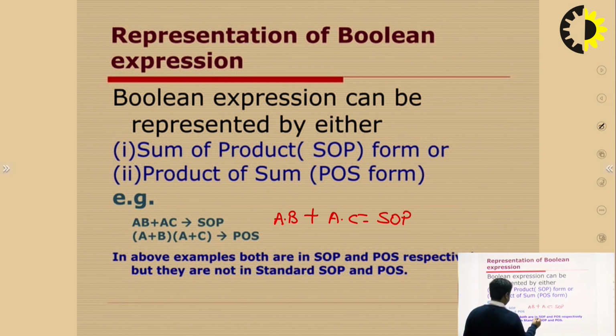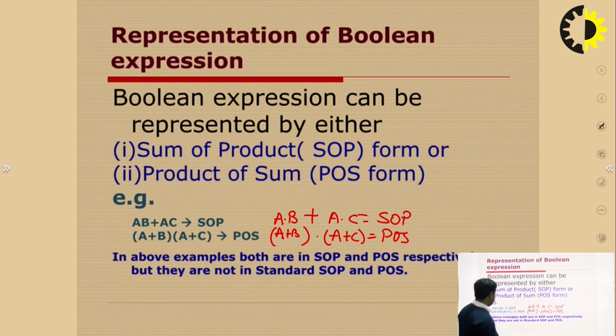This is the SOP, and now the POS, product of sum, meaning we have to take the product of sums: a plus b, then a plus c. This is called POS. These are the SOP and POS, but they are not in the standard SOP and POS. This is the basic example to understand what SOP and POS are, but this is not in the standard form.